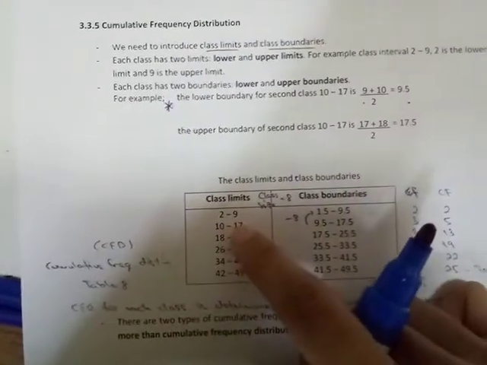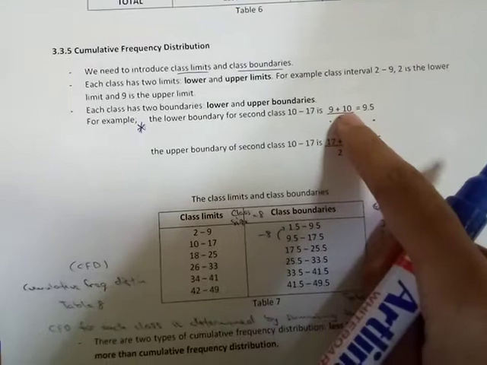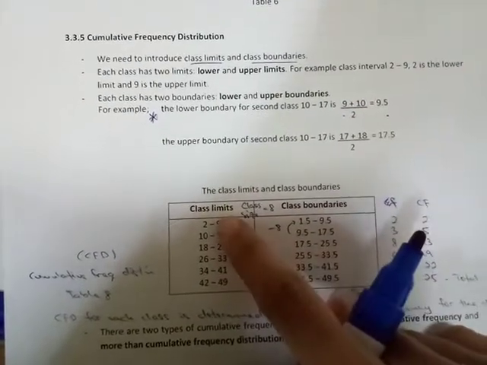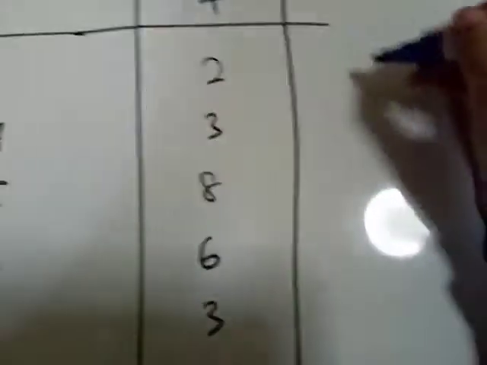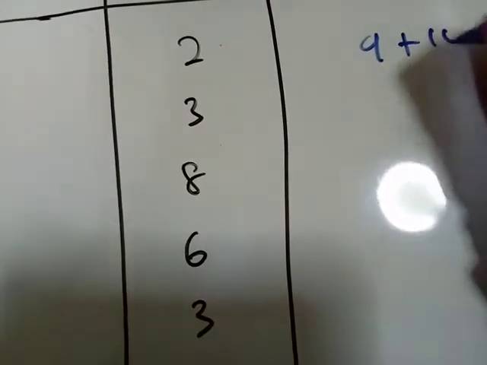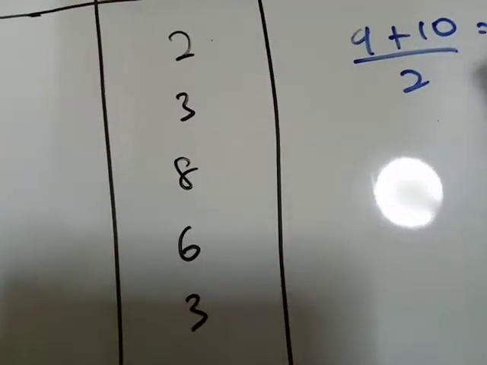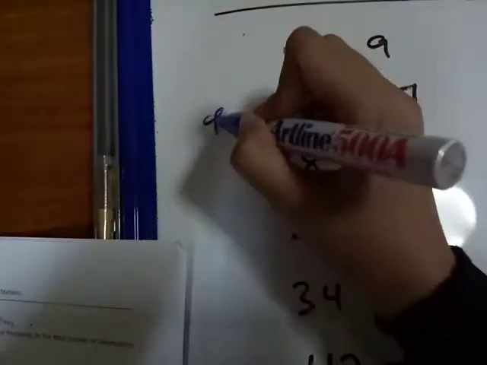Okay, awak dah kira for second class 10 to 17. Okay, so 9 plus 10 divide 2. Maksudnya yang ni, yang kat sini 9 plus 10 divide 2, nak cari lower boundary for second class. Awak akan dapat 9.5. So 9.5 is the lower boundary.